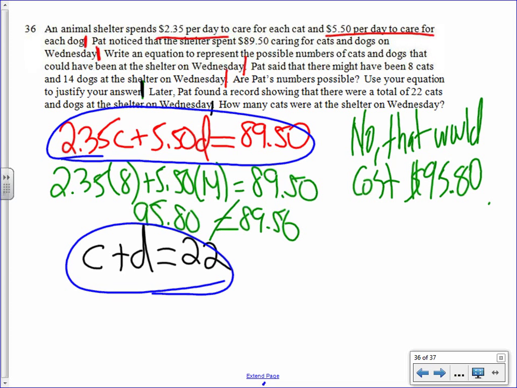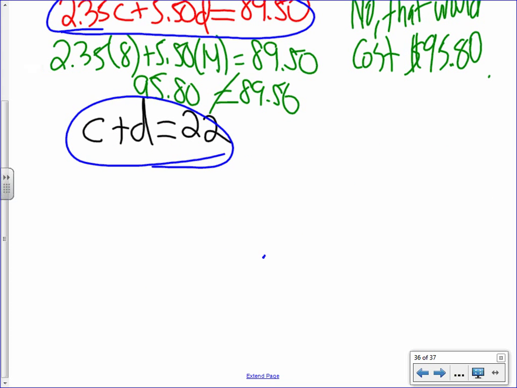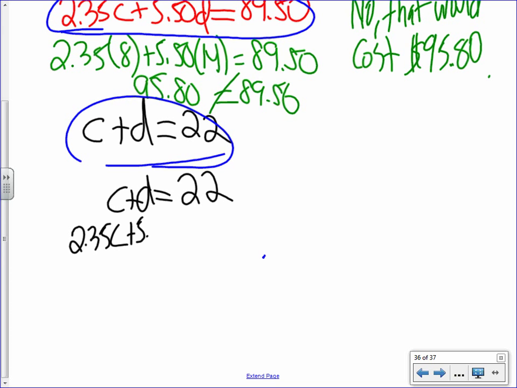So I'm going to rewrite it with more space. I have this one right here. I have 2. I'm going to rewrite it a little bit cleaner. I have C plus D equals 22. And I have 2.35C plus 5.50D equals 89.50.